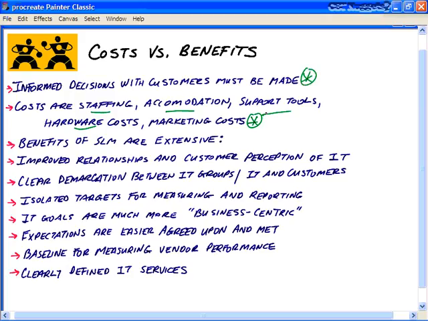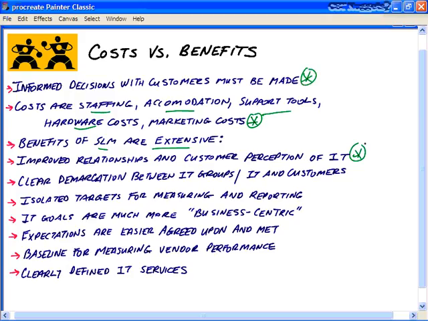Now, what are the benefits? What are the benefits of service level management, which we, of course, defined in the beginning of this nugget? Well, SLM is going to lead to improved relationships with your users and your customers. It's going to improve and validate the customer perception of information technology, and that's typically through management of the service desk. But there are other IT services as well that are going to be presented to customers that are going to be the interface, the look and feel of IT.